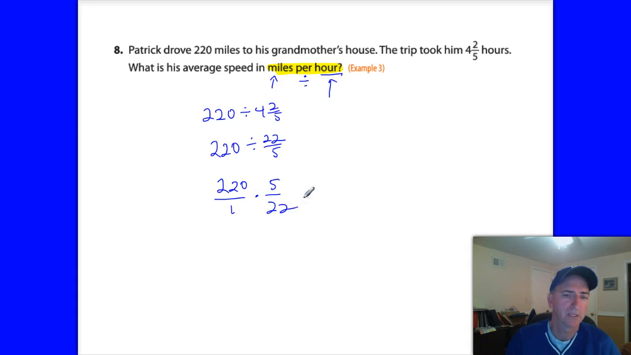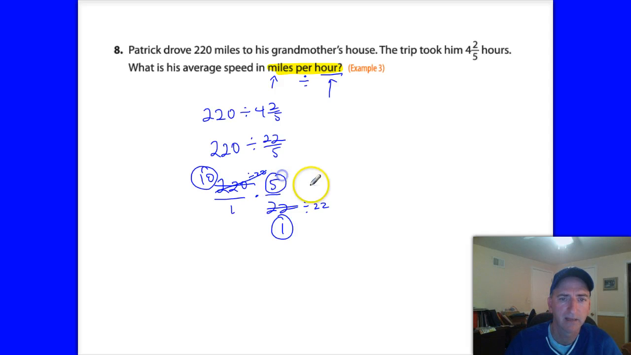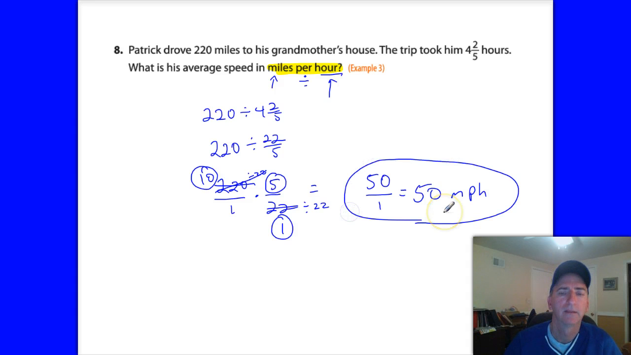And this problem actually works out really nicely for us because 22 actually goes into 220, 22 times, divided by 22. That becomes 1, divide that by 22, and you get 10. All of a sudden, this problem became really easy. You have 10 times 5 in the numerator, which is 50, over 1 times 1 is 1, so it's 50 miles per hour. There, another unit rate for you. Easy stuff. Okay, so nice, easy application there.